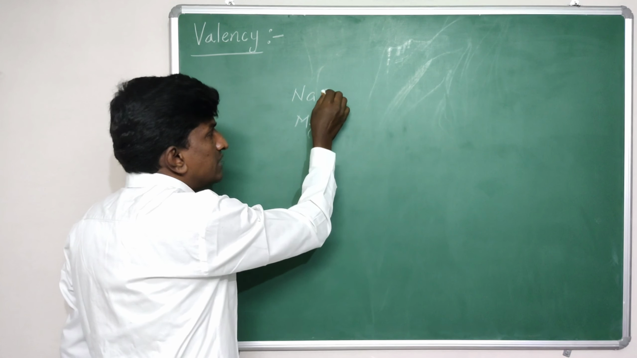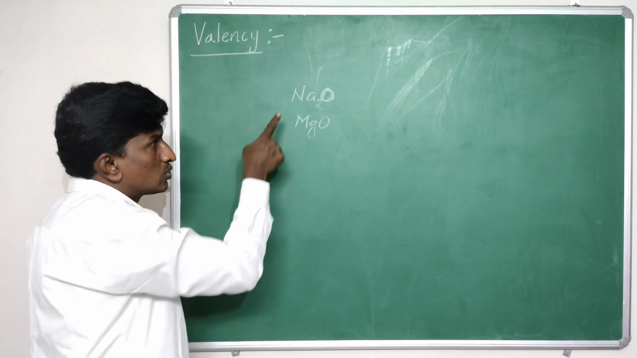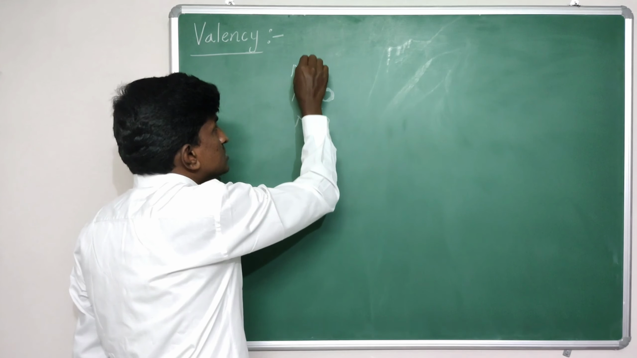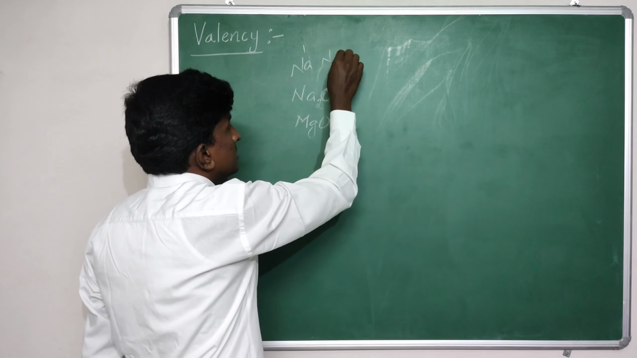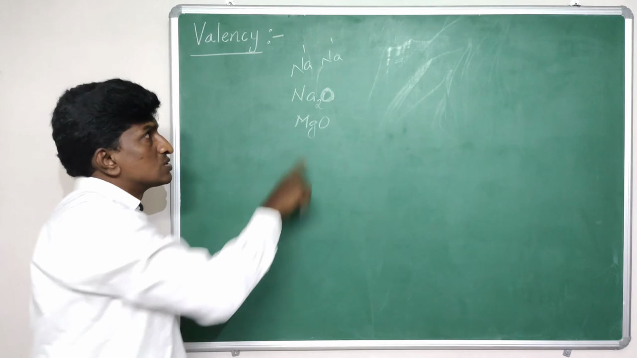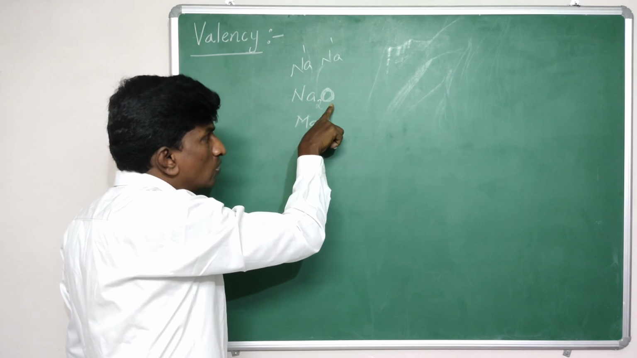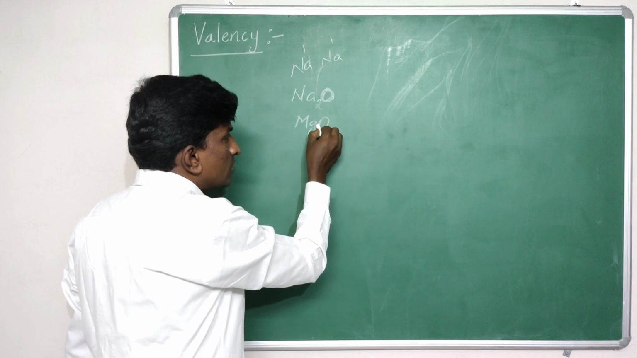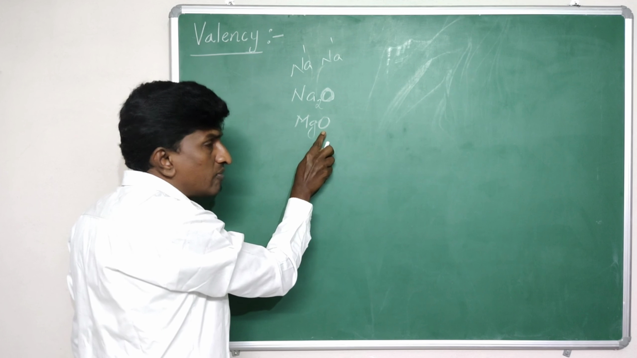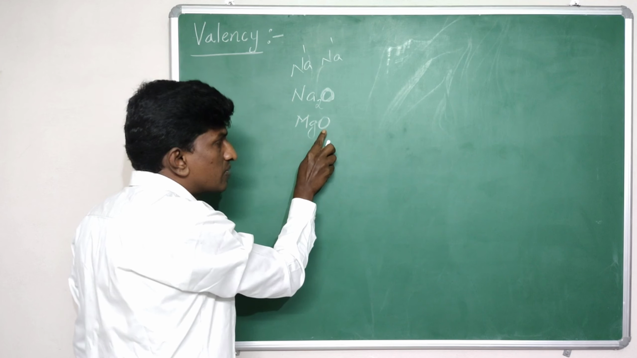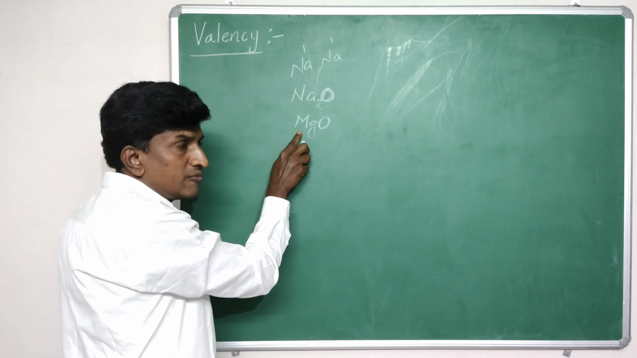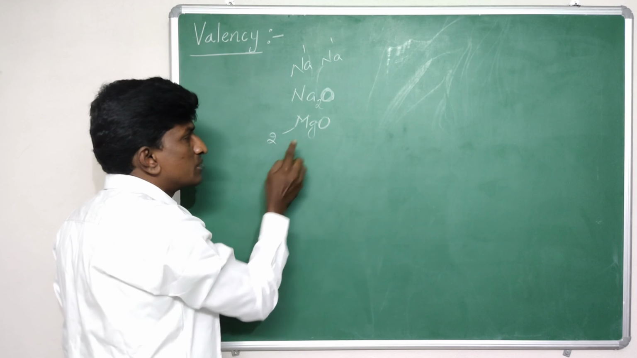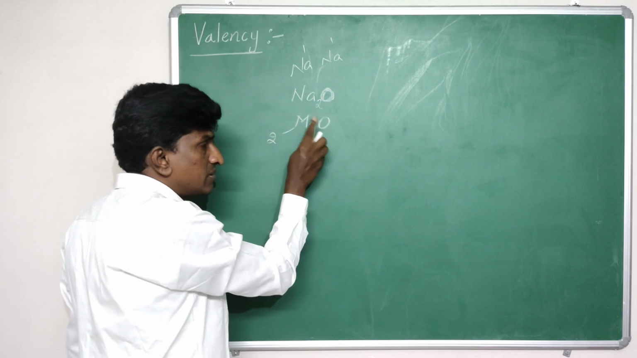So here only one oxygen is combined, so two sodiums have combined with one oxygen. So each sodium has its valency 1. That's why two sodiums together hold one oxygen. Here magnesium combined with only one oxygen. So twice the number of oxygens is the valency of that element. So the valency of magnesium is 2 because the magnesium has combined with one oxygen.